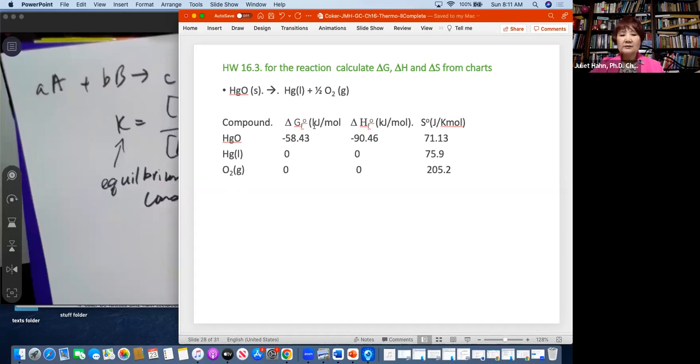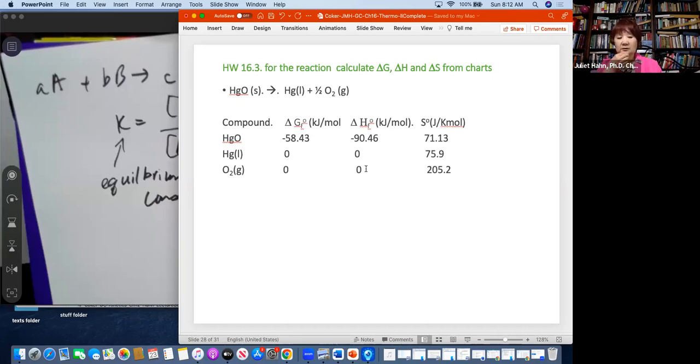For mercury oxide, the Gibbs free energy is negative 58.43. Why is this zero? Because Gibbs free energy for elements in their most stable form is always zero. Why are these zero? Because the enthalpy of formation for an element in its most stable form is always zero.